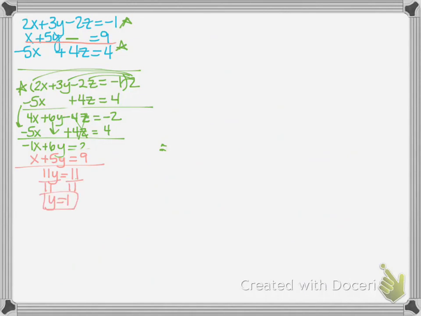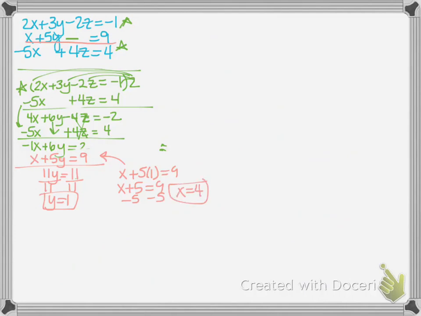We have to plug it into a two-variable equation to be able to solve for a second variable. So if I plug that into my x plus 5y is equal to 9, I get x plus 5 times 1 is equal to 9. x plus 5 is equal to 9. Subtract 5. So now I have x is equal to 4.